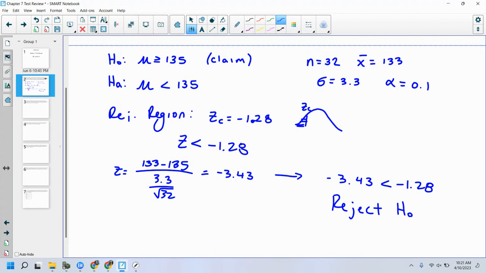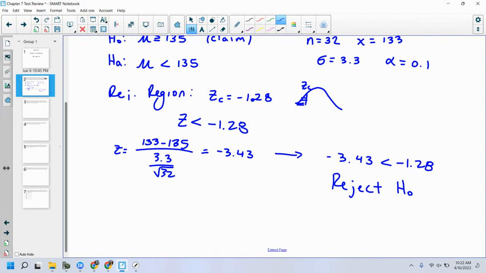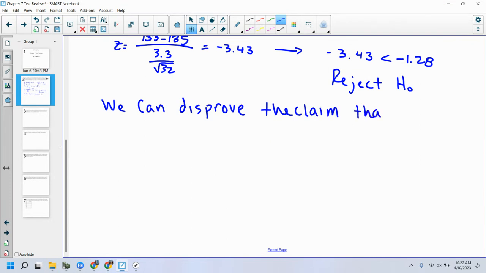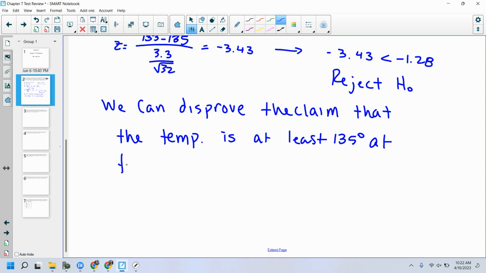And then we write out our statement in the end. Okay, so we can say we can disprove the claim, or reject the claim, that the average temperature is at least 135 degrees at the alpha 0.1 level.